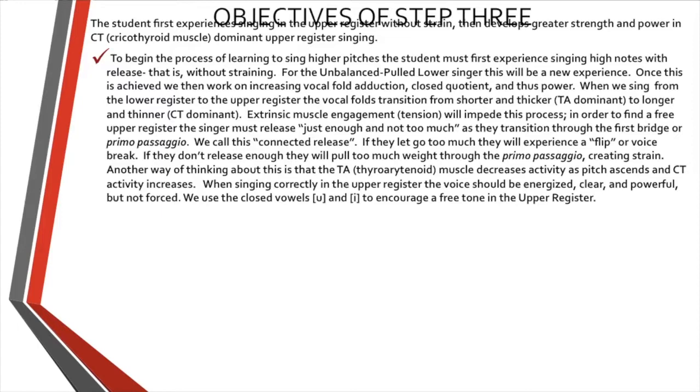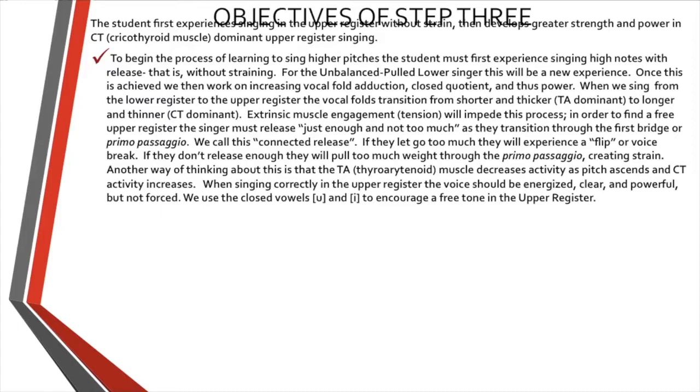When we sing from the lower register to the upper register, the vocal folds transition from shorter and thicker, known as TA dominant, to longer and thinner, CT dominant. Extrinsic muscle engagement, or tension, will impede this process.